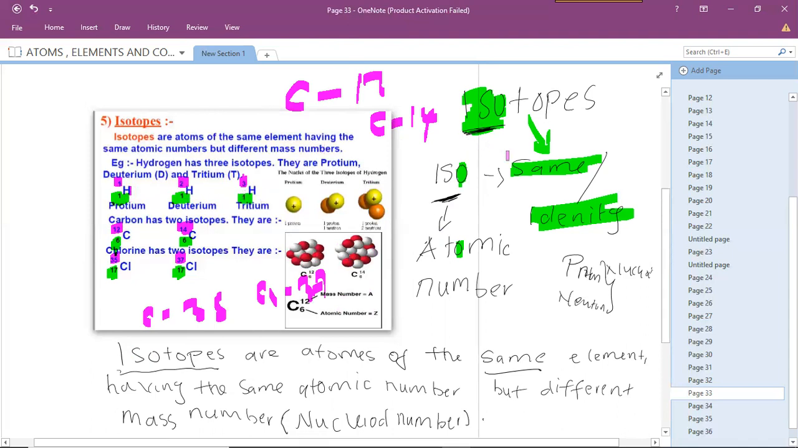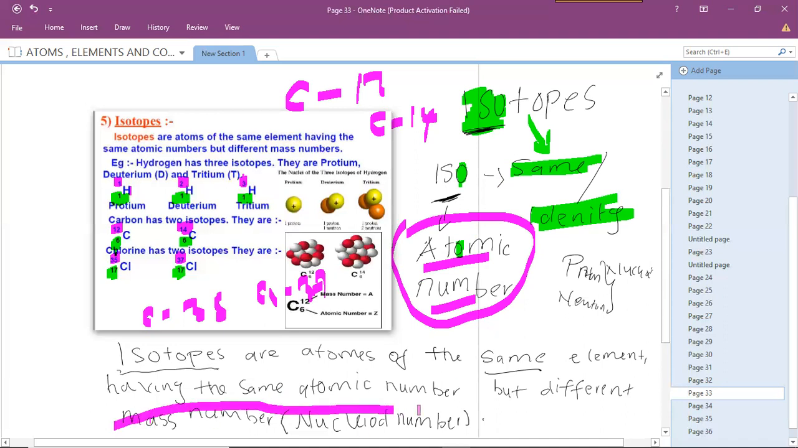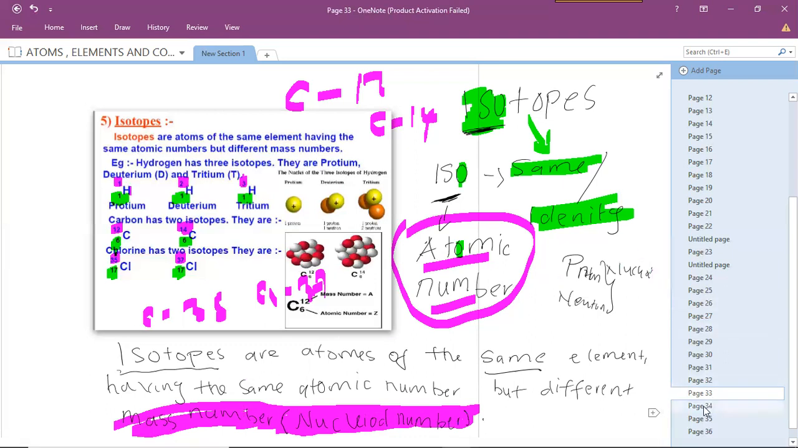But how do you know? Iso means same. What is the same? You look at this O here, the O rhymes with atomic number because atomic has an O. So you're going to say isotopes are atoms of the same element. What do they have in common? They have the same atomic number. But what's different? Mass number, which is also called the nucleon number.